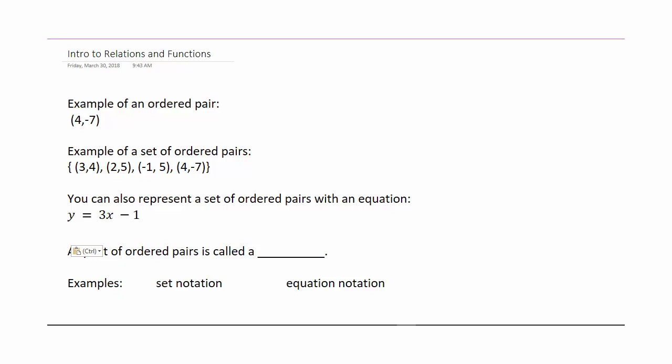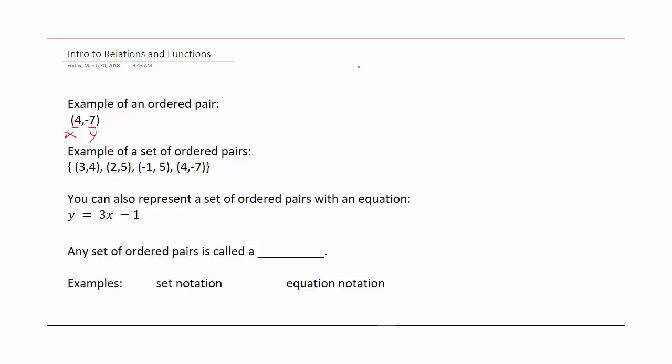In this video, we're going to discuss relations and functions. So to get us started, I want to remind you of what an ordered pair is. So here we have an example of an ordered pair. And remember that an ordered pair has two coordinates, a first coordinate and a second coordinate. We call the first coordinate the x value, or the input, and the second coordinate the y value, or the output.